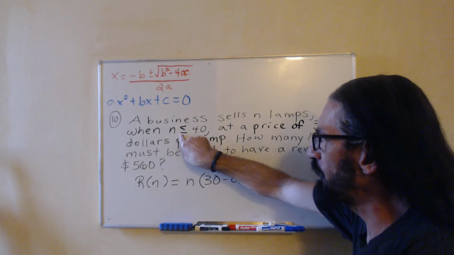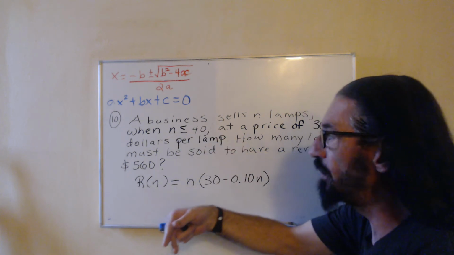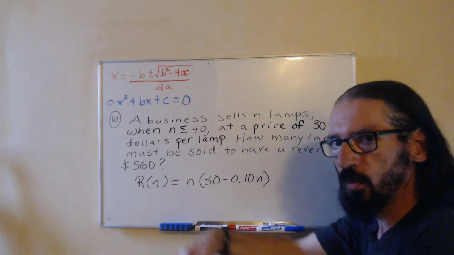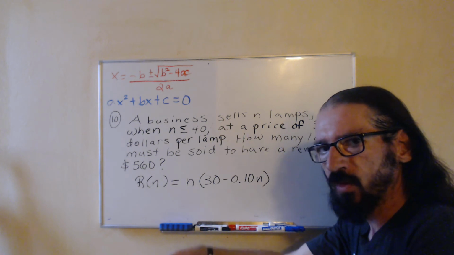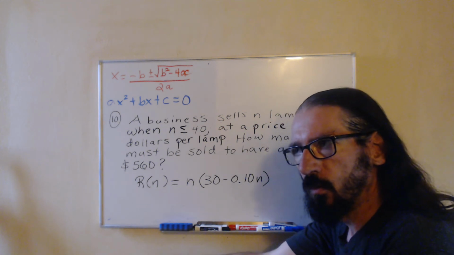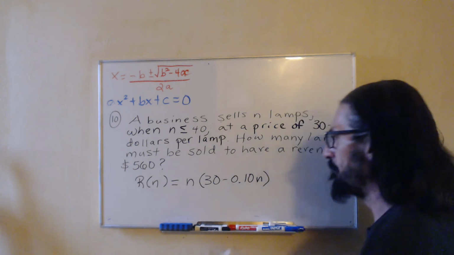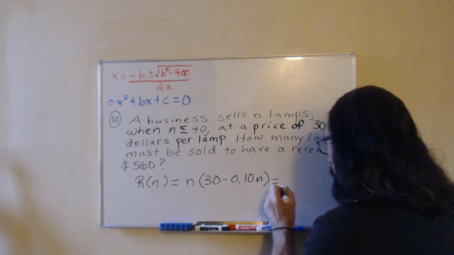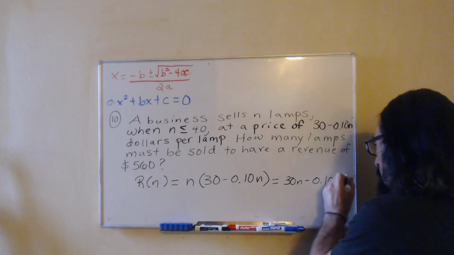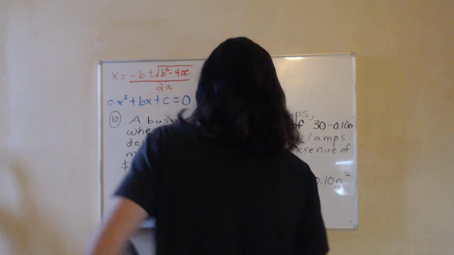Notice here that it's saying that's when N is less than or equal to 40. If they are able to produce and sell more than 40 of them, then they're going to work with a different function. But still, overall, for one particular number of lamps sold, they're going to get one revenue. Okay, if we distribute N we can see that we're dealing with a quadratic function here. I'm going to put that in descending order.